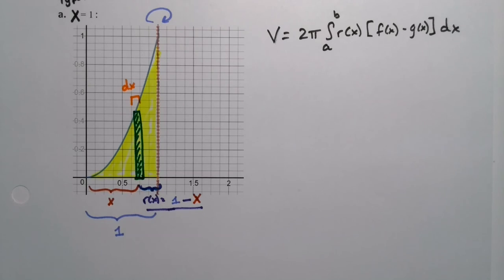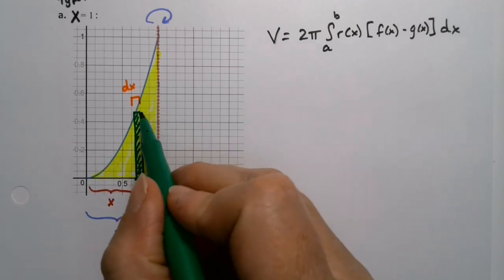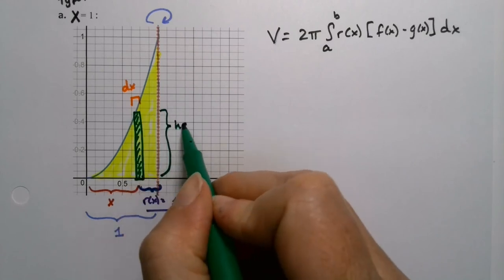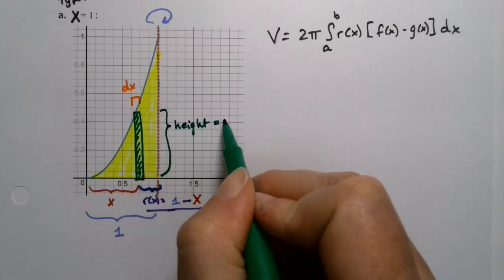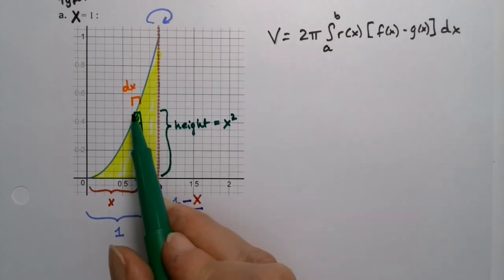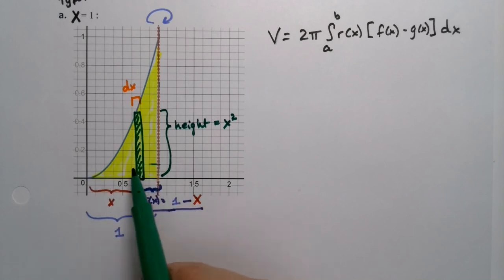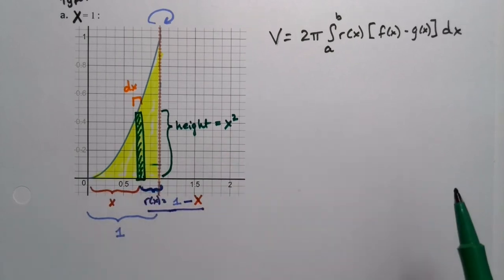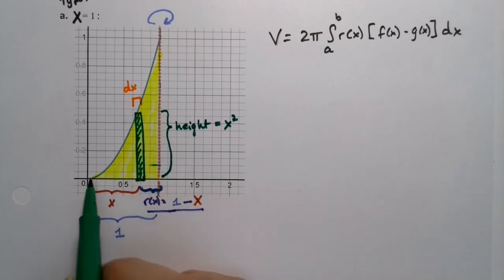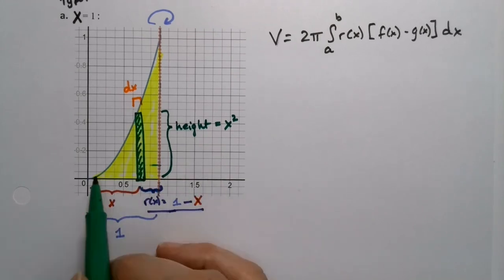Now the height is actually quite easy for once. The height is very simple. It's the value of x squared, because it's from this x-axis all the way up, where we didn't cut it off down at the bottom. So it's just x squared. So it's x squared minus 0, because it's from this value on the curve down to this value down here, which is x equals 0.